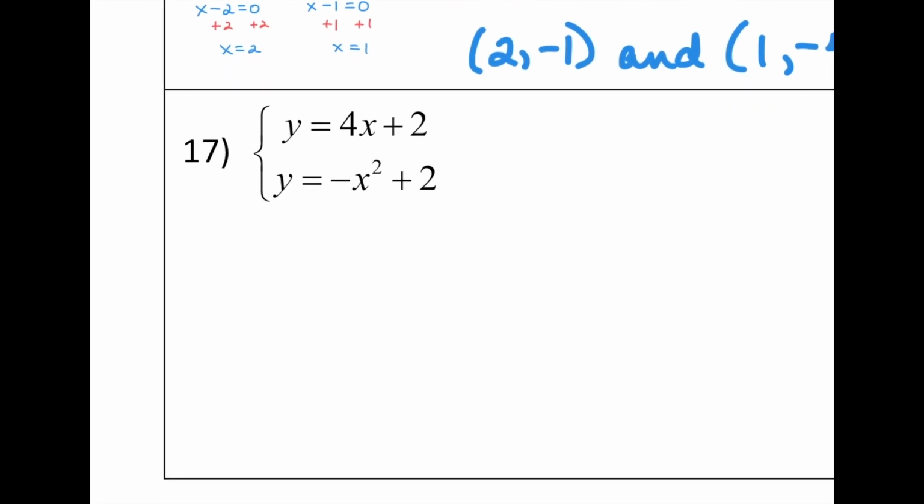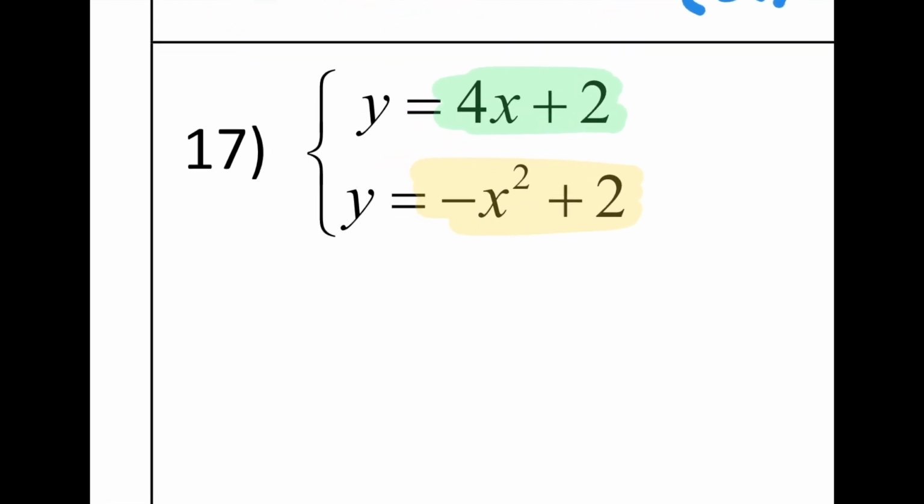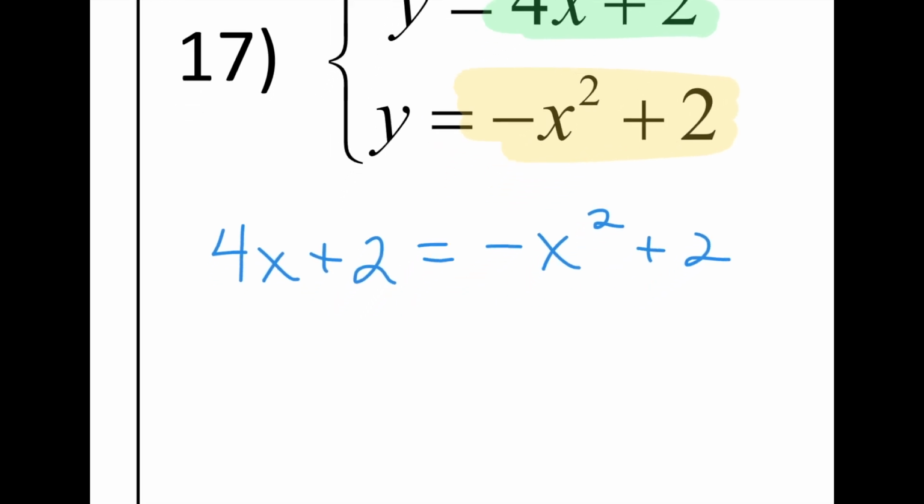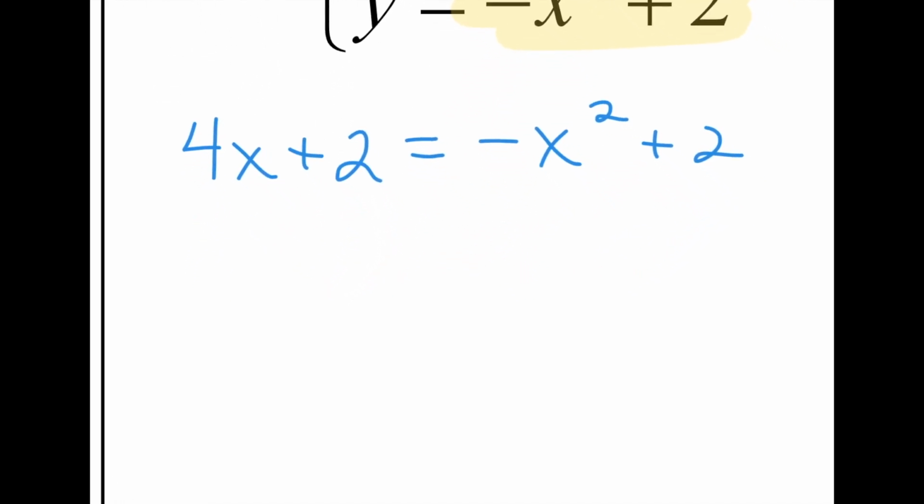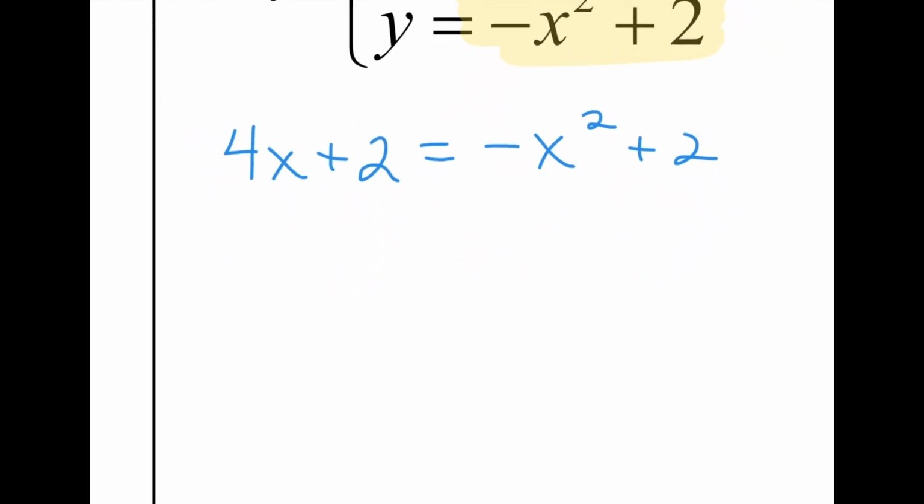So number 17, everything's given to you in y equals form. So again, I'm going to take the first equation and set it equal to the second equation. I have 4x plus 2 equals negative x squared plus 2. I want to get everything on one side, so the whole equation is set equal to 0. So plus x squared and minus 2.